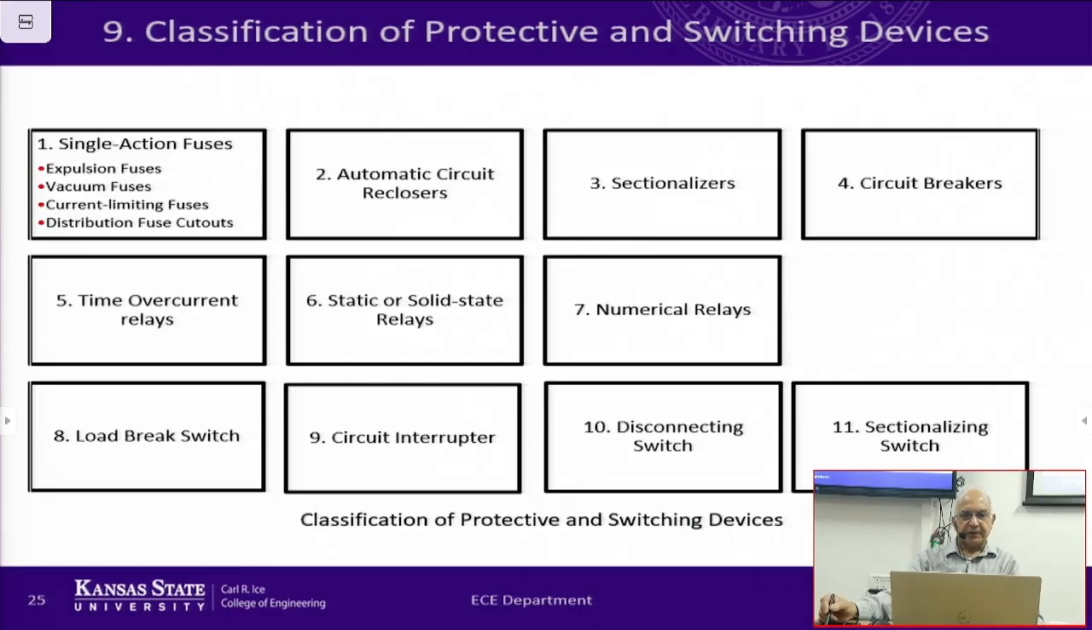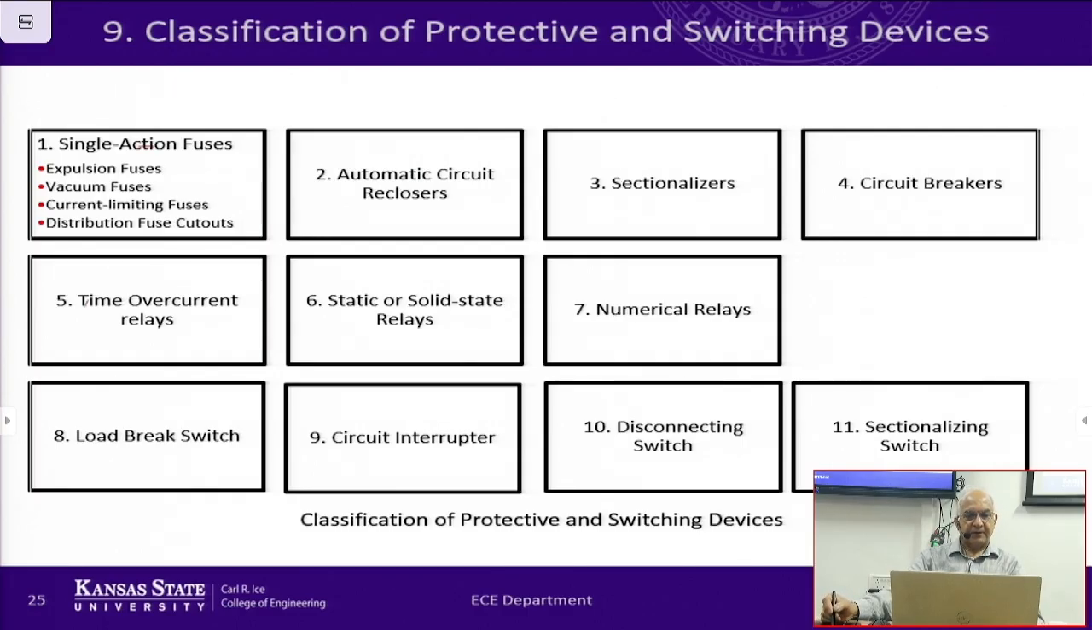Now, protective and switching devices, we have single action fuses. There are different types of fuses that are available: expulsion fuses, vacuum fuses, current limiting fuses, distribution fuse cutouts, automatic circuit reclosers. We already talked about that in the previous chapter. Then the sectionalizers, we talked about that also a little bit. Circuit breakers are the key thing. They are typically at the substation. And then we have time overcurrent relays.